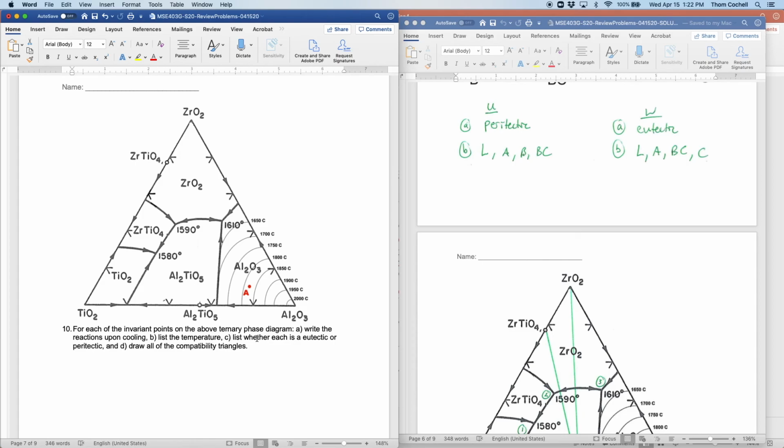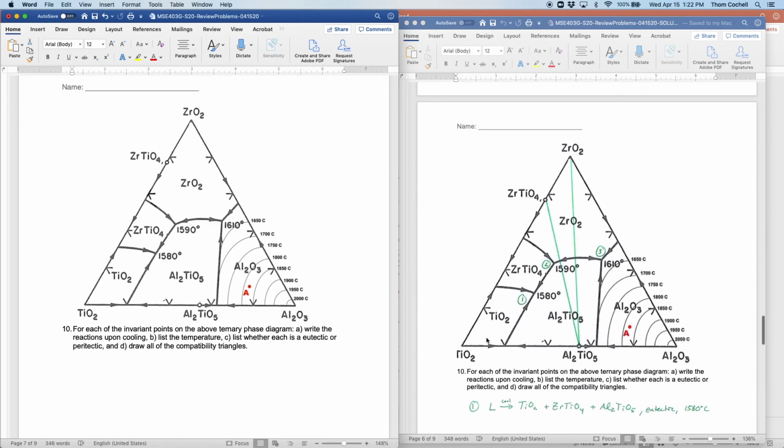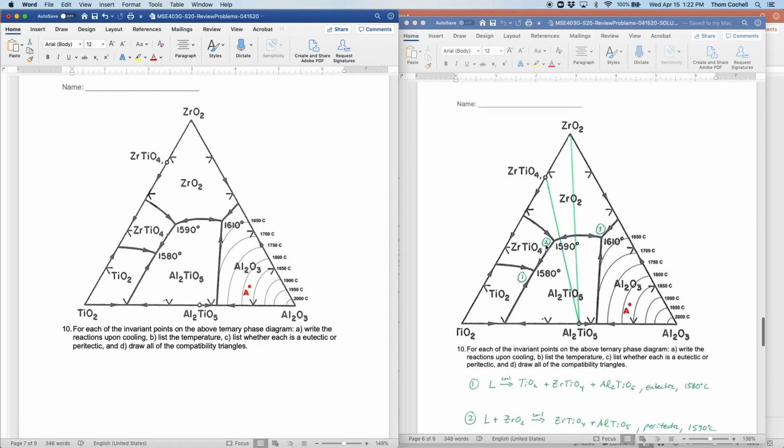Draw your compatibility triangles. Here we see 3 invariant points. So if I kind of go over here to the solutions, I'll see 1, 2, 3. I've labeled them as such because we have boundary curves, 3 boundary curves meeting at a single point. So those are our 3 points that we have. And then, like I said, even though it's the last one, I would probably draw my compatibility triangles first. So in each of them, the procedure is the same.